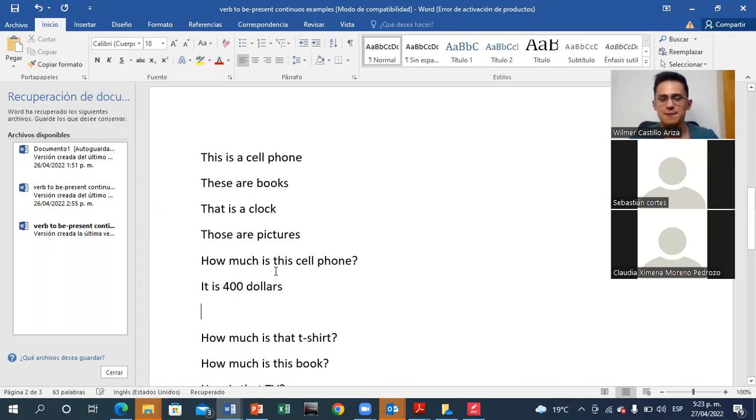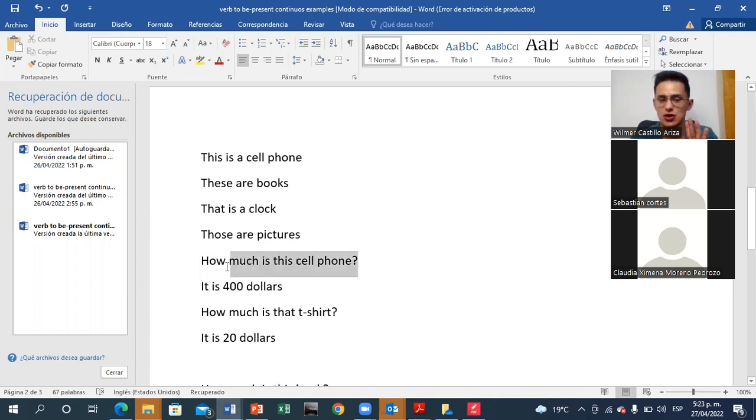$400. La forma de responder es fácil. Simplemente decimos it is. Y ya, para cualquiera de estos. How much is that t-shirt? It is $20. Vale $20. It is cuando estamos hablando de singular, de una sola cosa. No importa si es con this o con that, porque los dos hablan de singular, de una sola cosa.